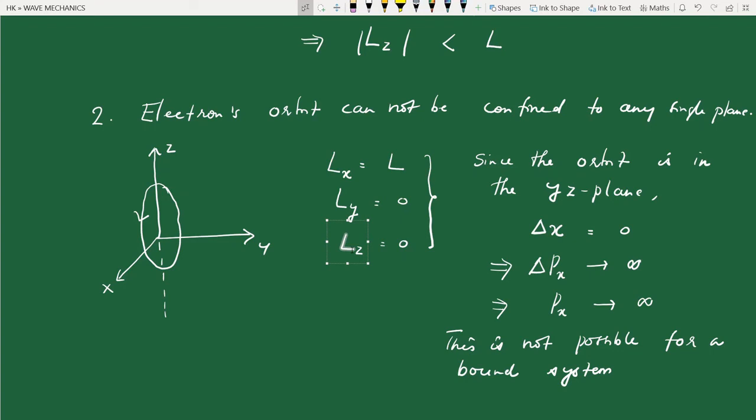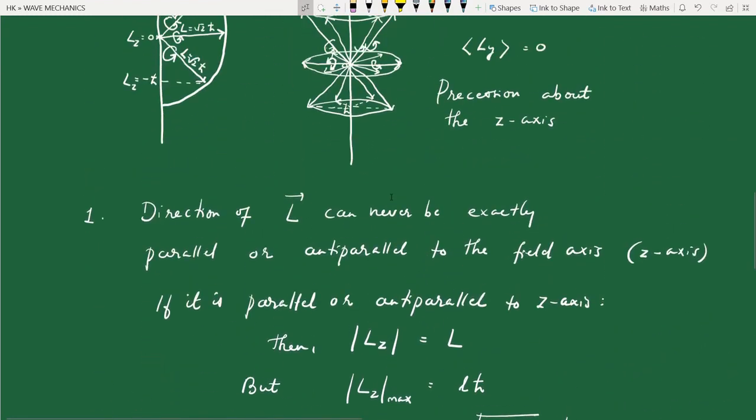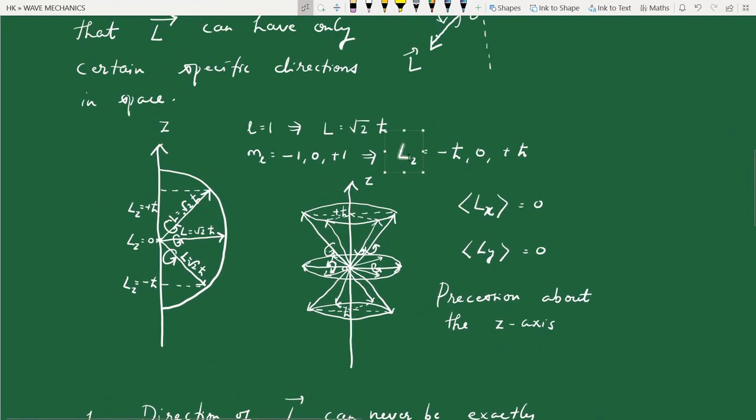So what is the actual situation? The actual situation is that only one component of the electron's angular momentum, which we conventionally choose as Lz, has specific values, minus ħ, 0, plus ħ, or in general ml ħ, right? The other two components, Lx and Ly, do not have any specific values. They can have all possible values, negative and positive, so that the average value is 0. Okay, this is the idea.